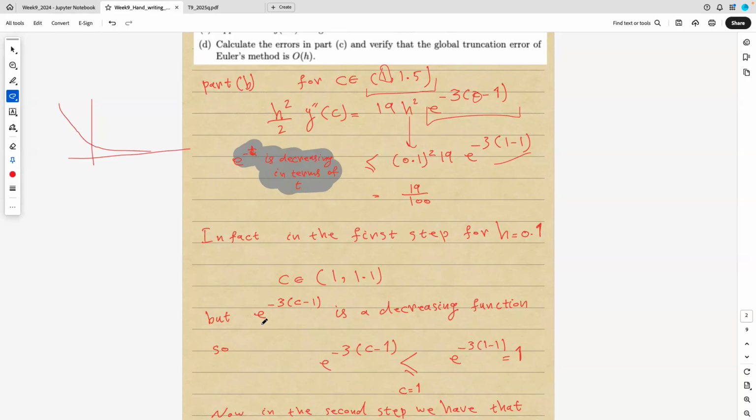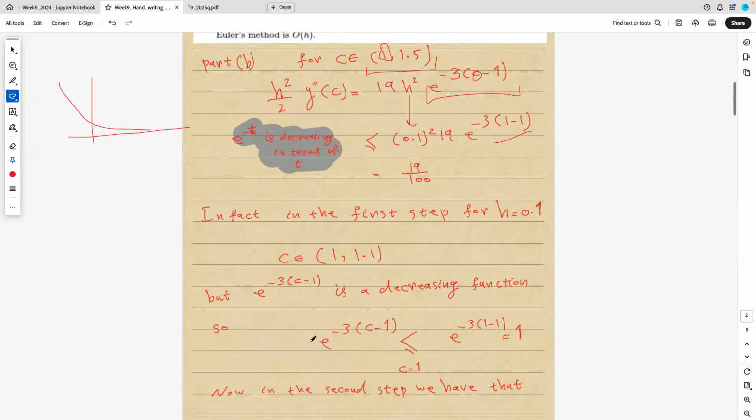And as I said, e to the minus 3 times c minus 1 is a decreasing function. So for this function in terms of c, by choosing c equal 1, it will be the upper bound for this guy, which is e power 0 equals 1.